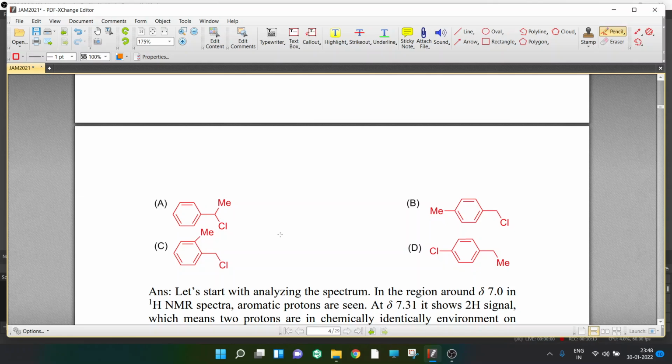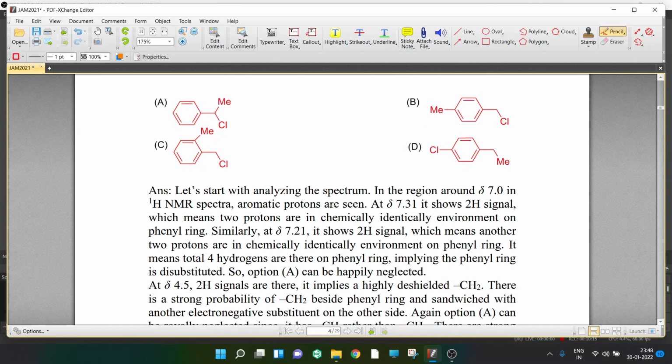So it's a pretty easy question. Let's start with analyzing the spectrum. First it says in the region of 7, we know that in the region of 7 aromatic protons are there.